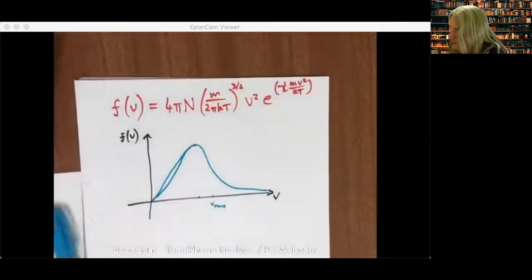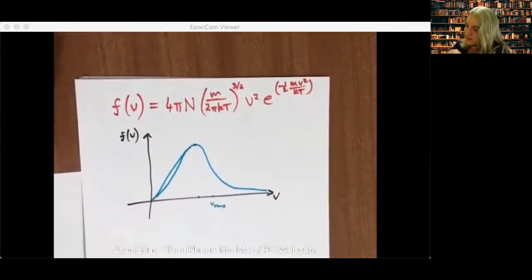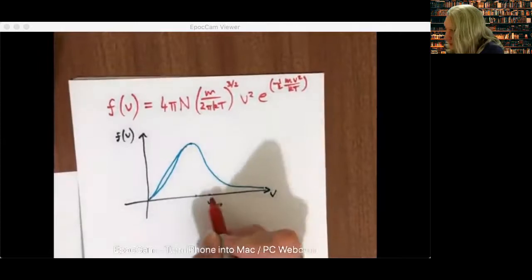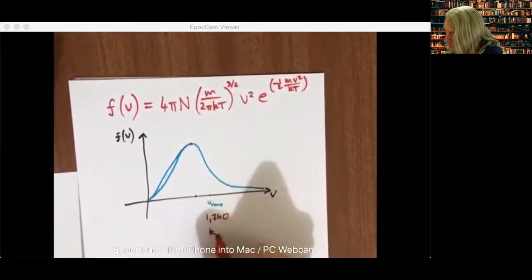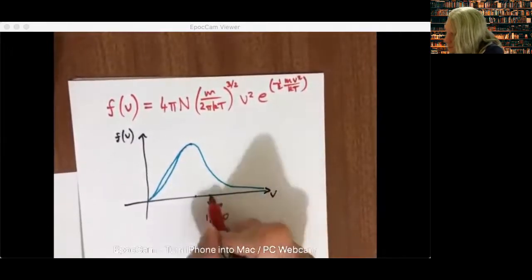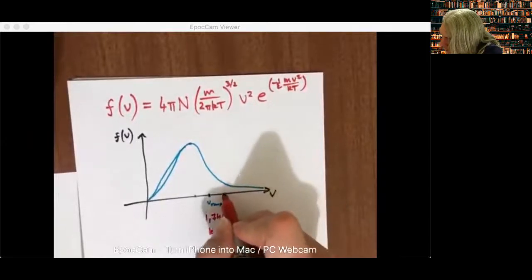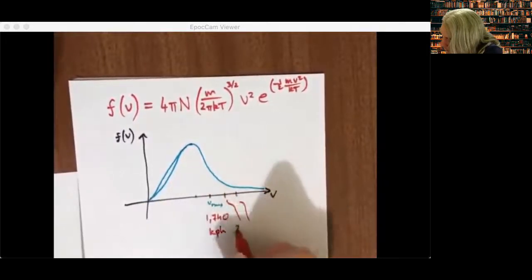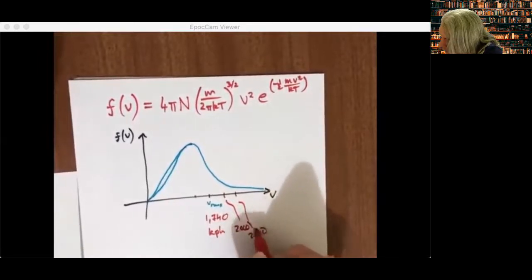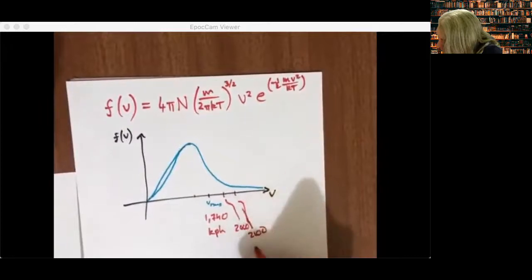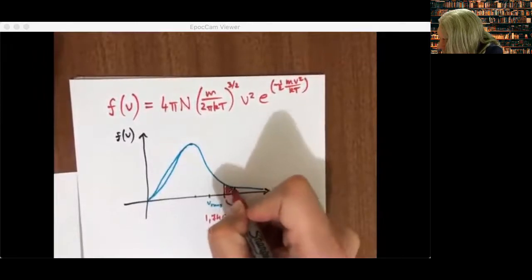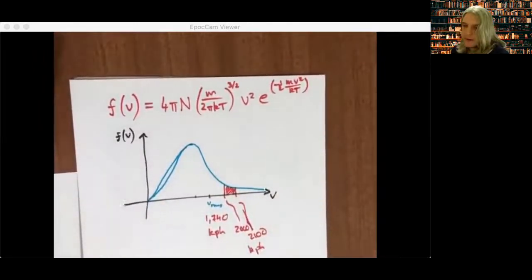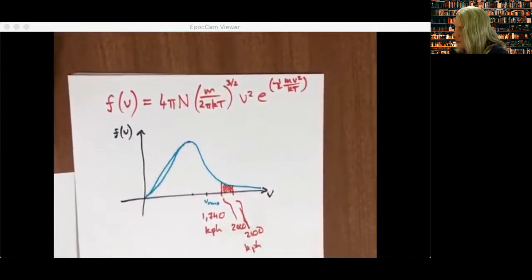So that's what we've got, and what we've been asked is how many molecules are there between two certain speeds. Now we found out that the v_rms for oxygen was 1,740, I think it was, kilometers an hour. And what we've been asked now is to find out how many molecules are between 2,000 and 2,100 kilometers an hour. So that means we have to find the area under the graph. That's what we're looking for, the area under the graph between 2,000 and 2,100.